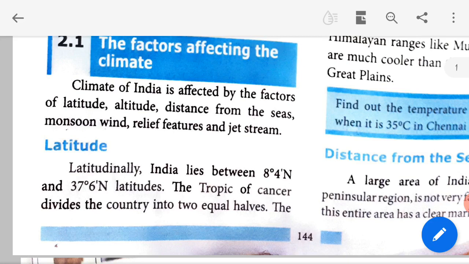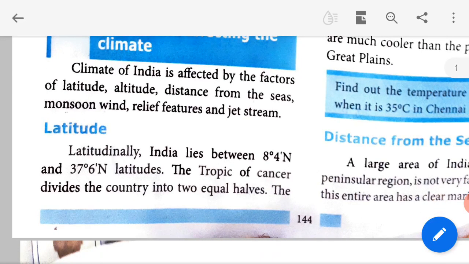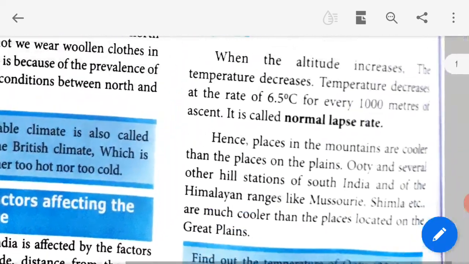Okay. So latitudinally, India lies between 8 degree 4 minute north and 37 degree 6 minute north latitude. So we lie in the northern part of the Tropic of Cancer. The Tropic of Cancer divides the country, which country are we learning about? India, into 2 equal halves. So the Tropic of Cancer runs across India and it divides India into 2 equal halves.